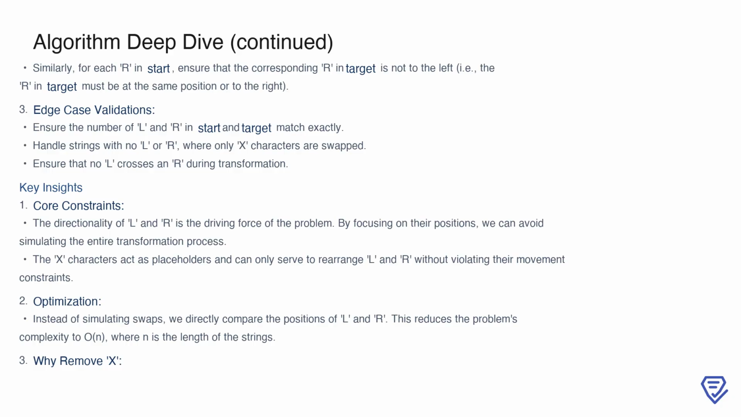The key insight here is that the constraints on L and R govern the transformation process, making it unnecessary to simulate the actual swaps. By focusing solely on the positions of L and R, we simplify the problem significantly. The X characters serve as placeholders, enabling L and R to move but without altering their relative order, which is central to solving the problem.